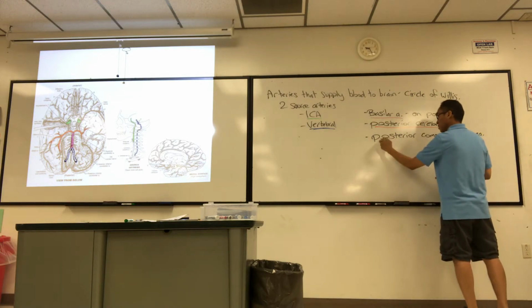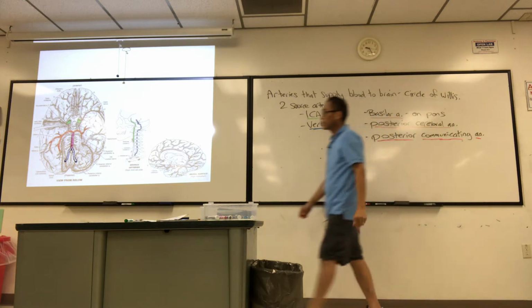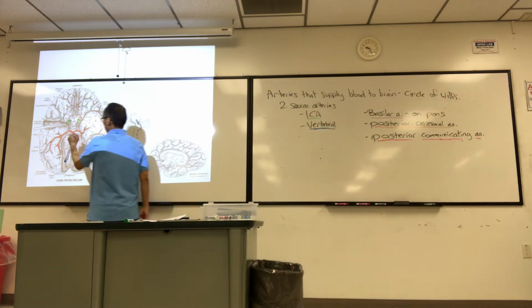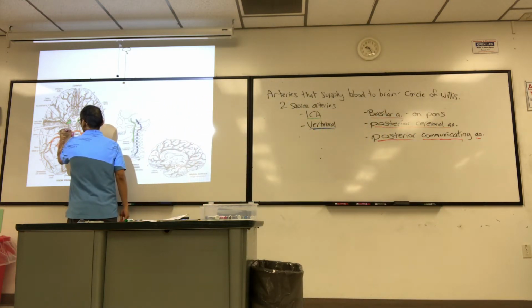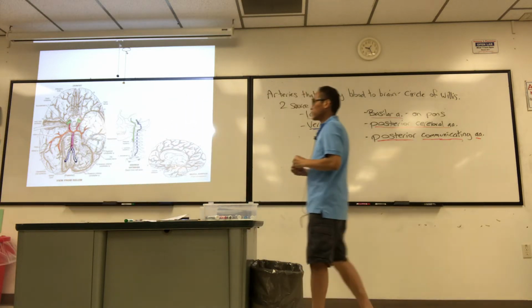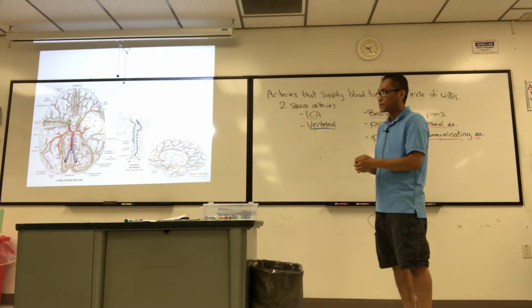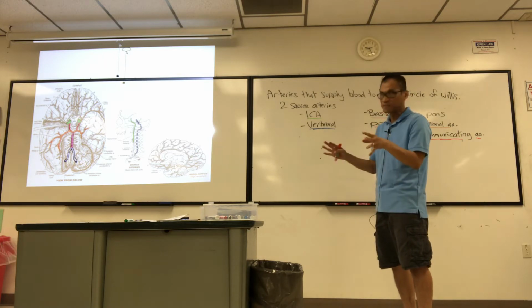I'll use a red color there. They're just coming off right there, going up to the ICA. So that's how the bottom half communicates to the top half. Now the ICA gives off a lot of branches.